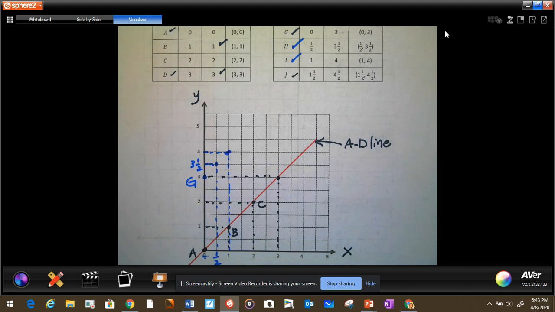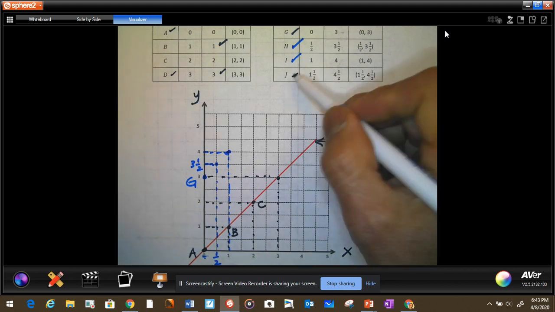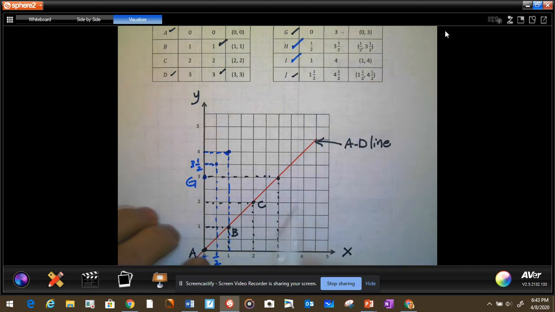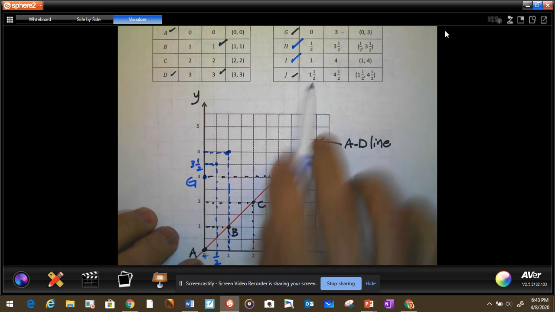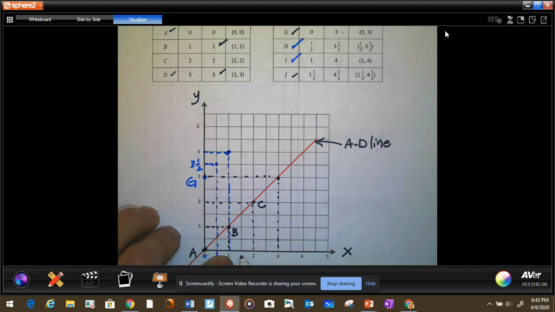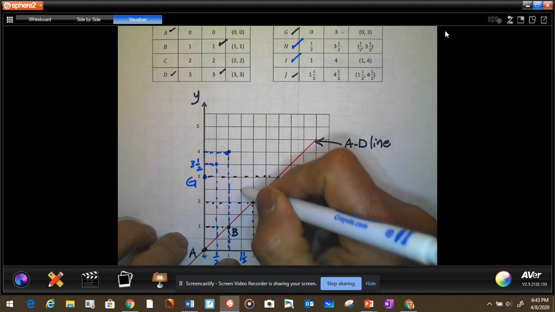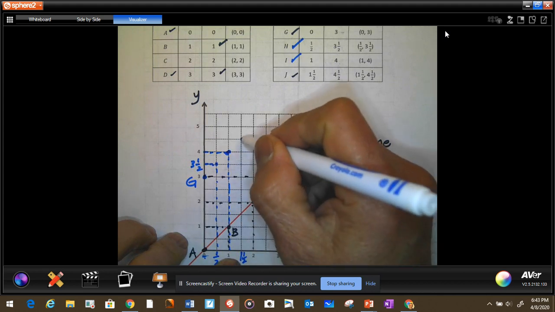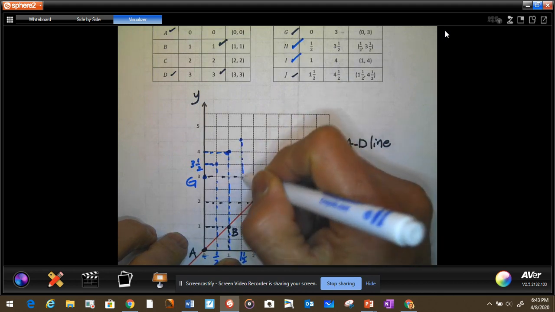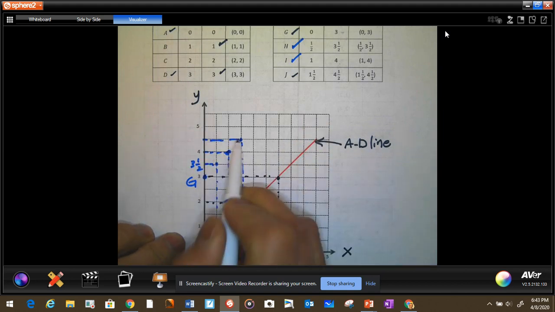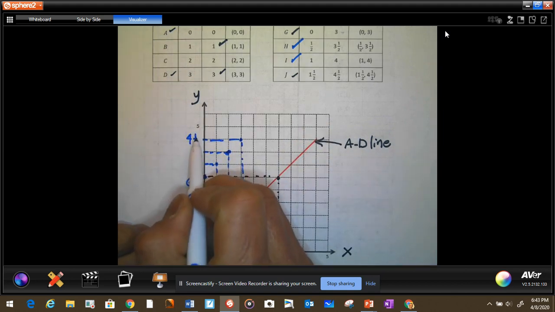Okay. Now we're going to move on to point J. For x, I'm going to run to 1 and 1 half. This is 1 and 1 half. And this is going to jump all the way up to 4 and 1 half. So 4 and 1 half would be right here. This is 4 and 1 half.